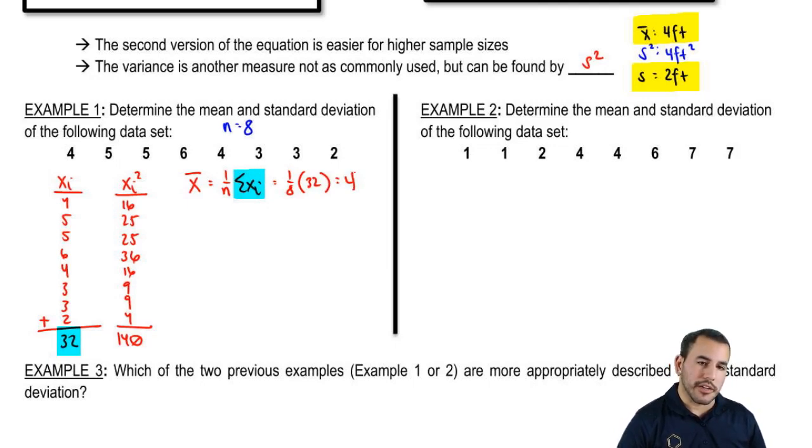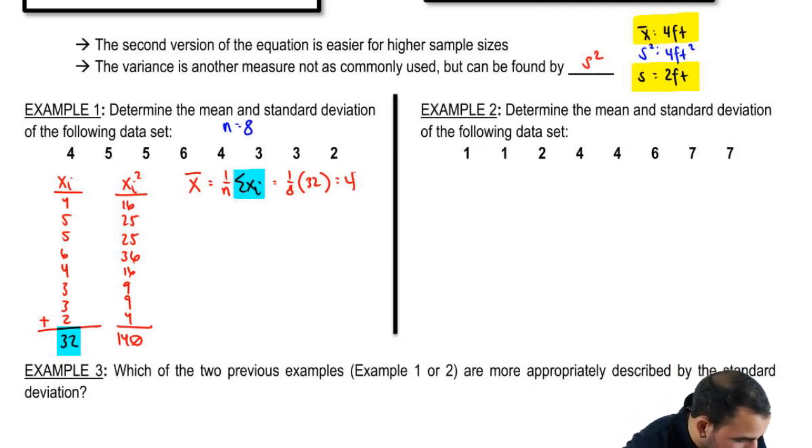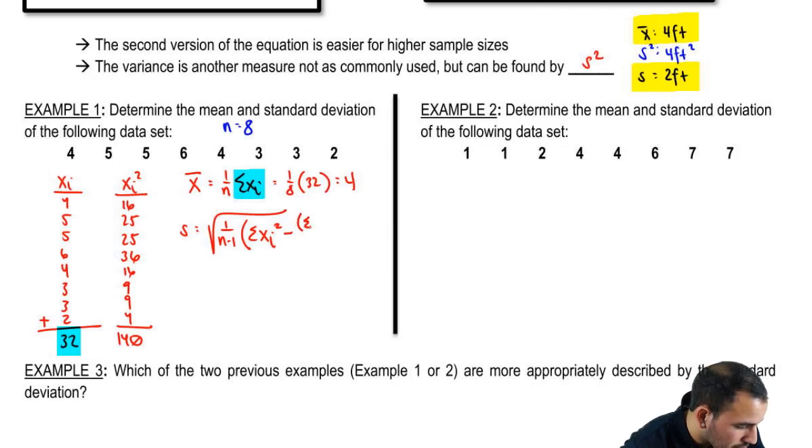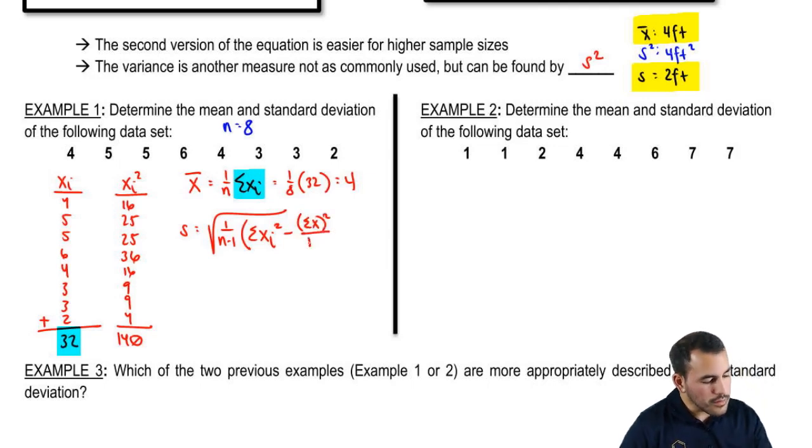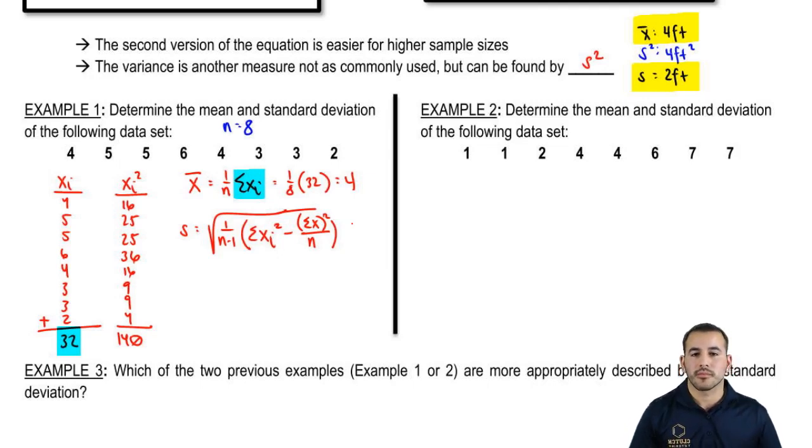What's next? Our standard deviation, right? Standard deviation is the square root of 1 over n minus 1 times sigma xi squared minus sigma xi, all squared, over n. Put that all in parentheses at the end. So now, which summation corresponds to which sum? We know that sigma xi, I'm sorry, I forgot to put the little i, is that number in the middle, right? In the parentheses.